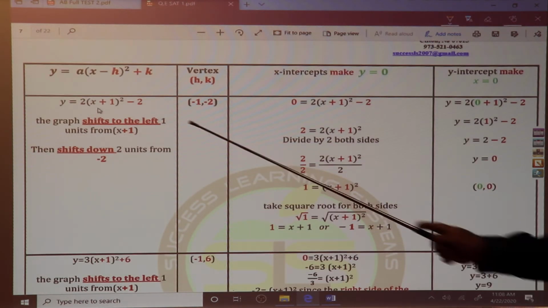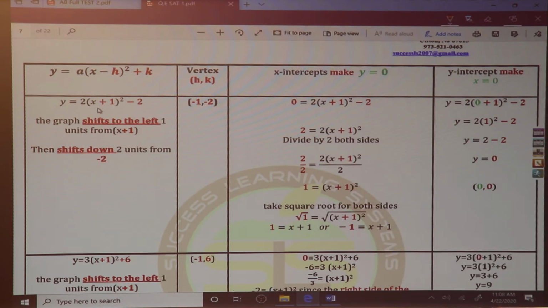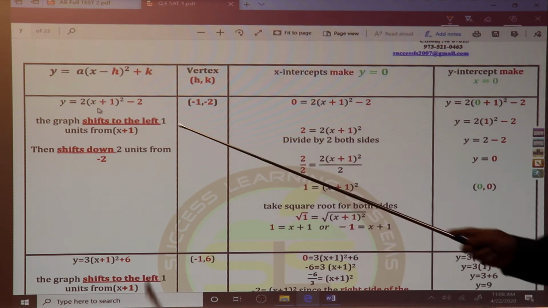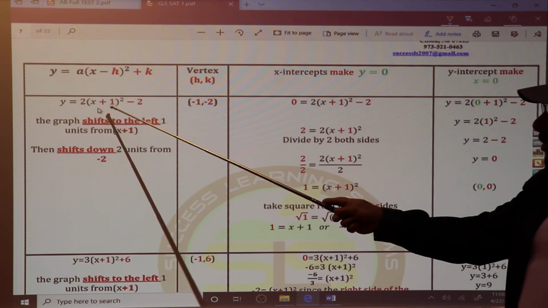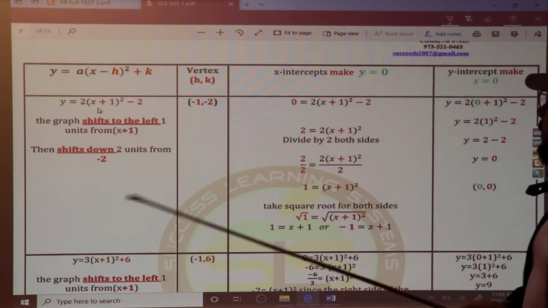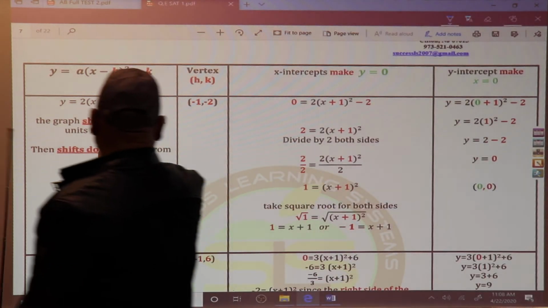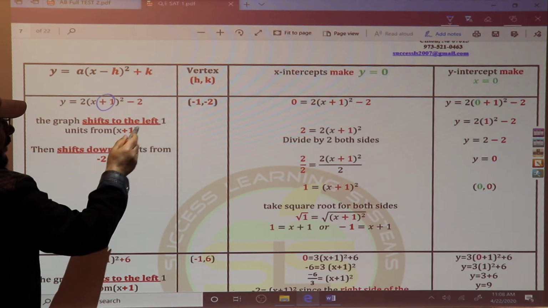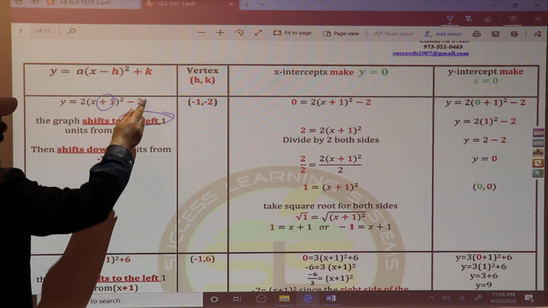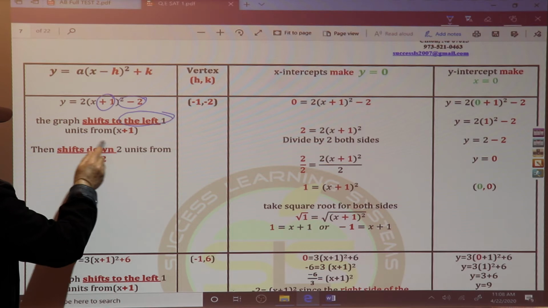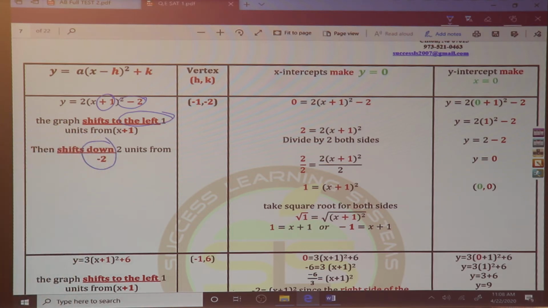Now another example. y equals 2(x plus 1) squared minus 2. What am I shifting? In the test, they will ask you. Because of the plus 1 here, we shifted to where? To the left. And the minus 2 shifts where? Down, to negative. Remember the shifting.